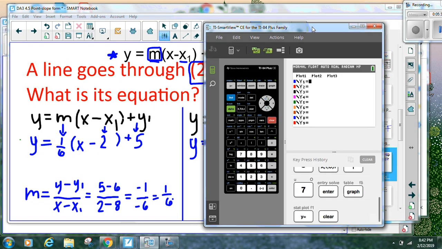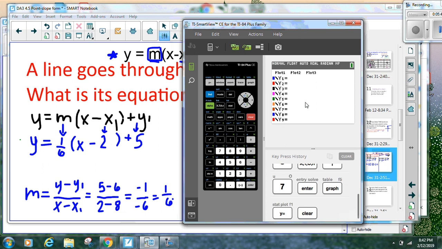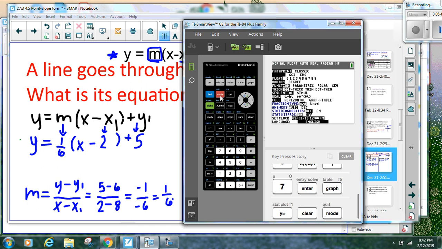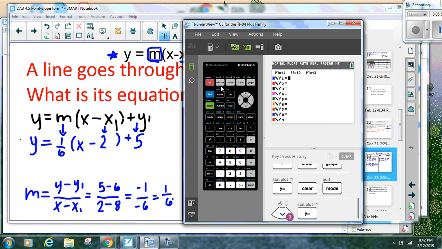So here's our graphing calculator. Let's start with this one. I am in function mode here. I forget how to go to function mode. So there's mode right here, right? Go down to there, and that should say function. Then I'm going to go to y equals, and put in my equation. So there's my first, 1/6 times x minus 2, and plus 5.